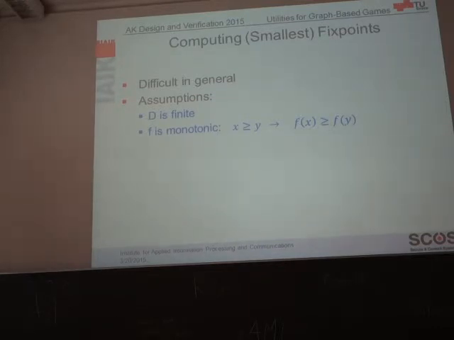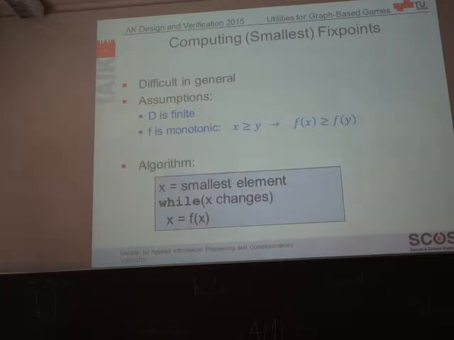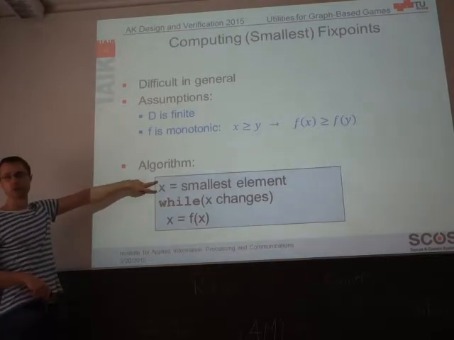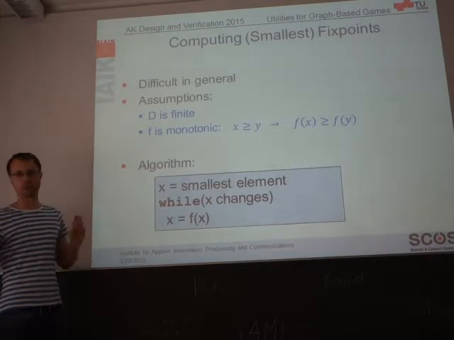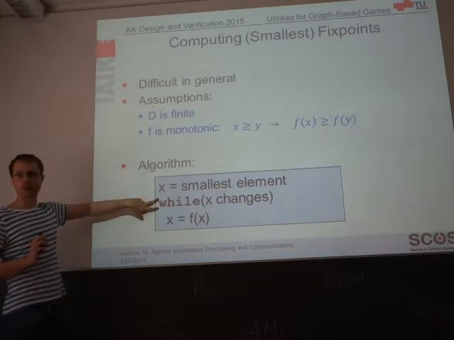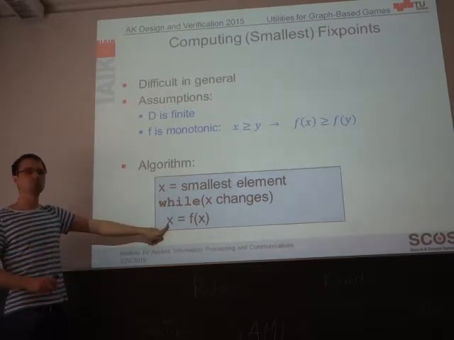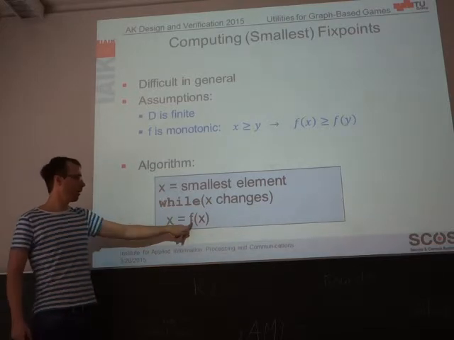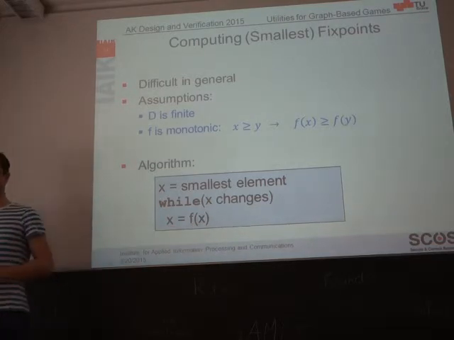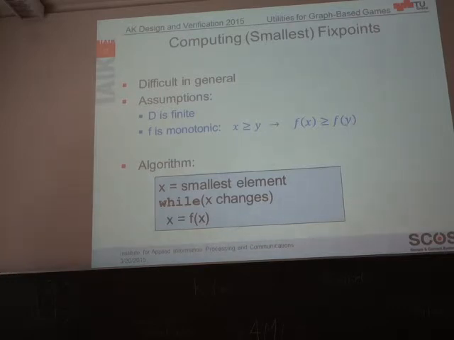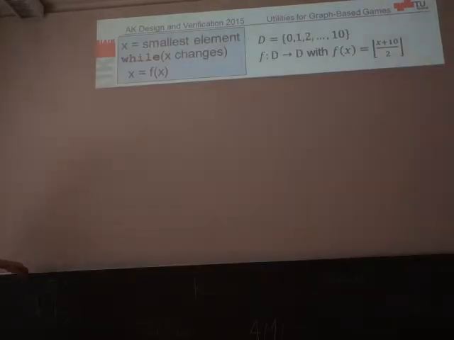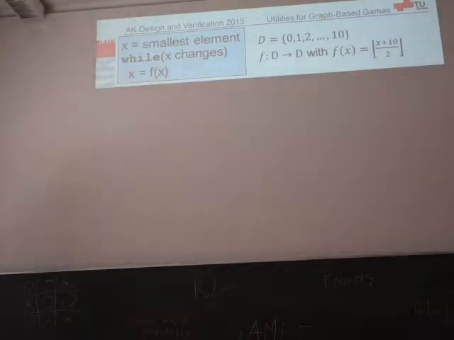With these two assumptions, we can define a very simple algorithm to compute fixed points. And this algorithm works as follows. We start with the smallest element in our domain, whatever that means, and then as long as this value x changes, we just compute the new value of x by applying f to our old value of x. Let's try this out, if this really works for our example.